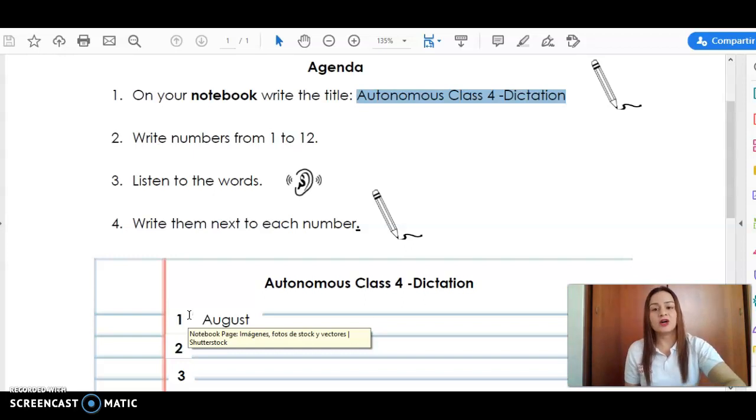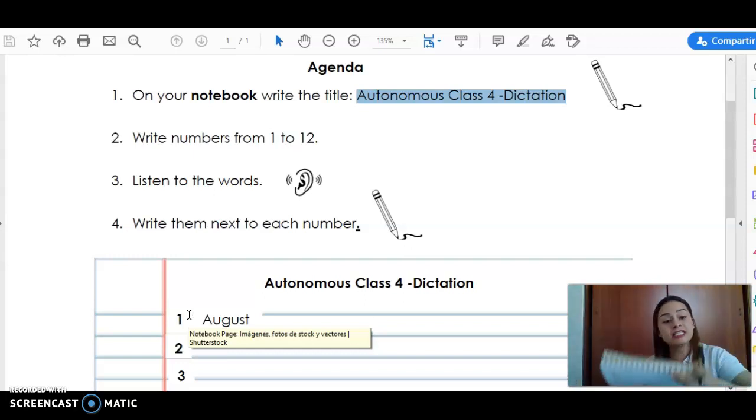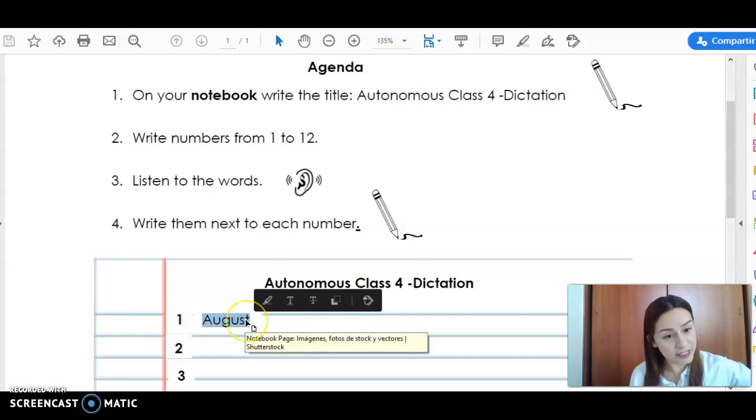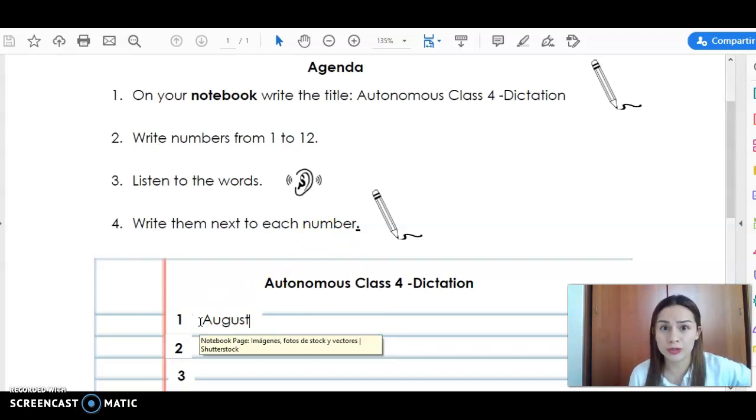Perfect. So now we're going to listen to the words that the teacher is going to say. I'm going to give you a clue. It's regarding the months of the year. So pay attention. Open your ears and be ready to write with your pencil. So the first month of the year is, in the example, we have the first one. So we're going to write it. But I'm going to explain how we are going to do it.